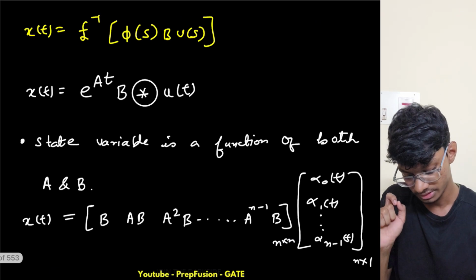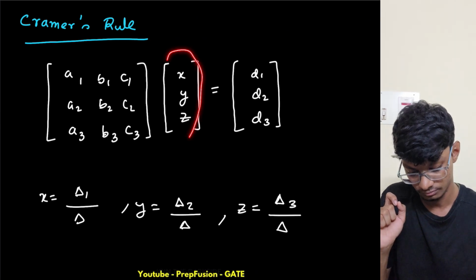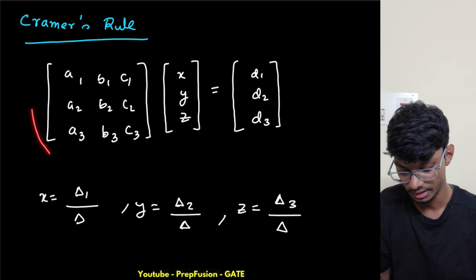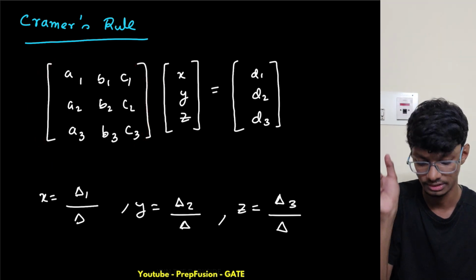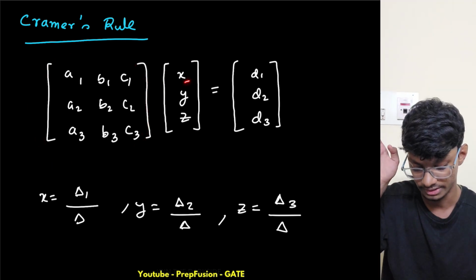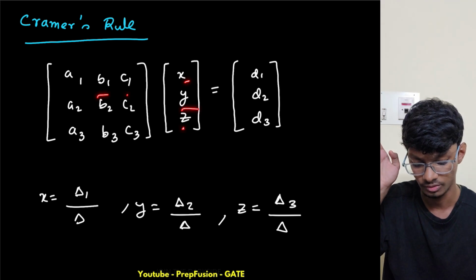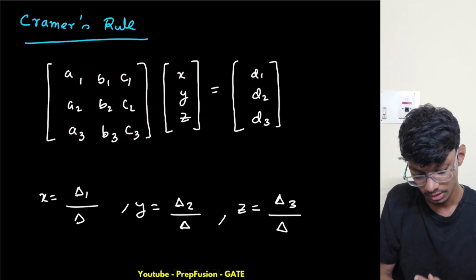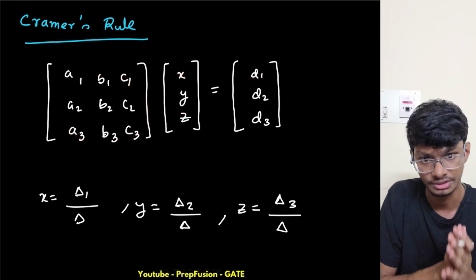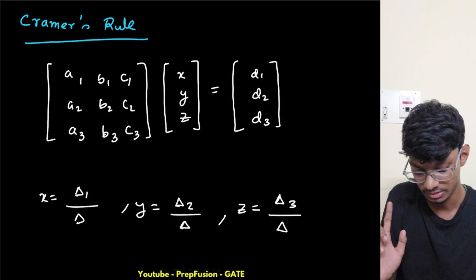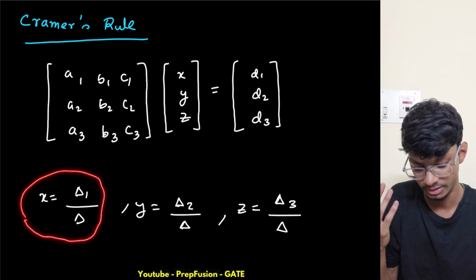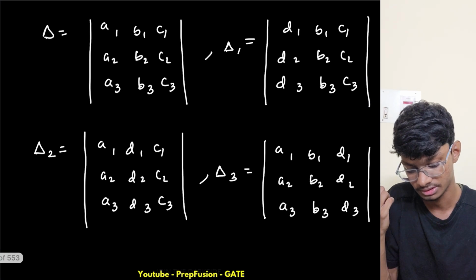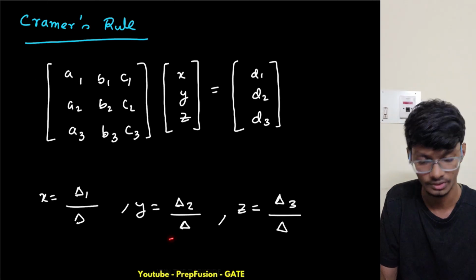Cramer's rule says that if you have 3 variables, related by equations like a1 x plus b1 y plus c1 z equals d1, and a2 x plus b2 y and so on, if I put it in matrix format, then for me to get a solution, what does Cramer's rule say? It says that the value of x will be delta 1 upon delta. Now delta 1 is this one, delta is this one, and y is delta 2 upon delta, and like this.